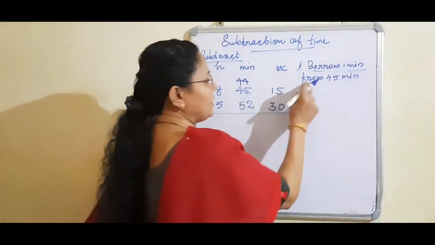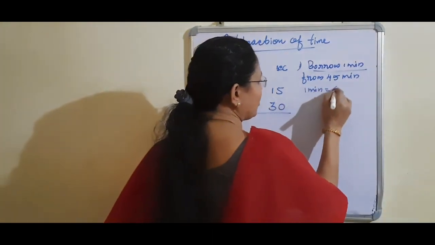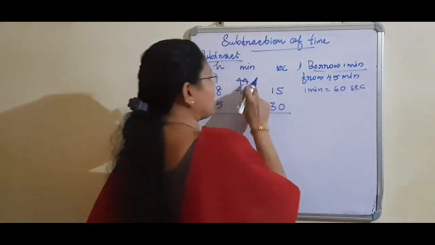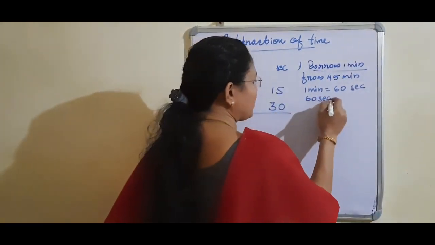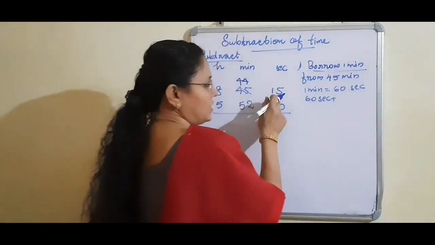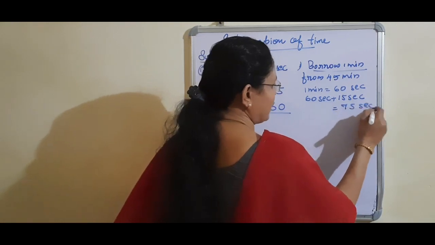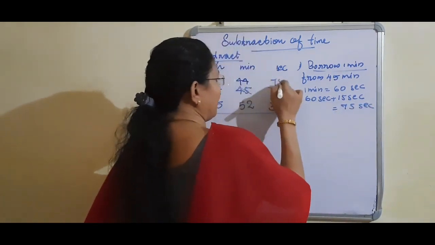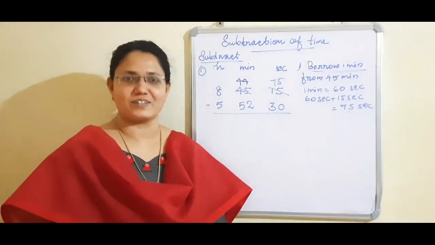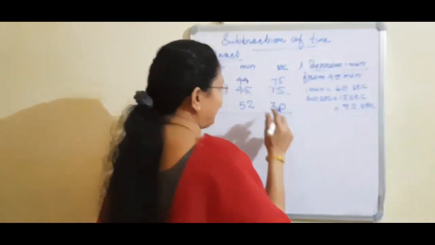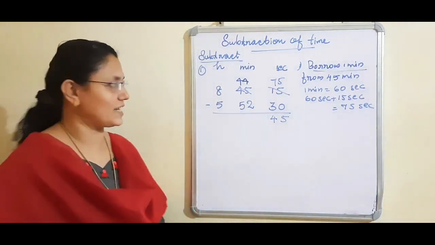Okay, borrow 1 minute from 45 minutes. Then this 1 minute is equal to 60 seconds. Minute should change to the next unit, seconds. And this 60 seconds we should add with the unit given here, that is 15 seconds. What is the total? 75 seconds. Now we should write here 75. Now the upper number is greater than the lower number. Now we can subtract. Okay, 75 minus 30 is 45. Now here 45 seconds is there.